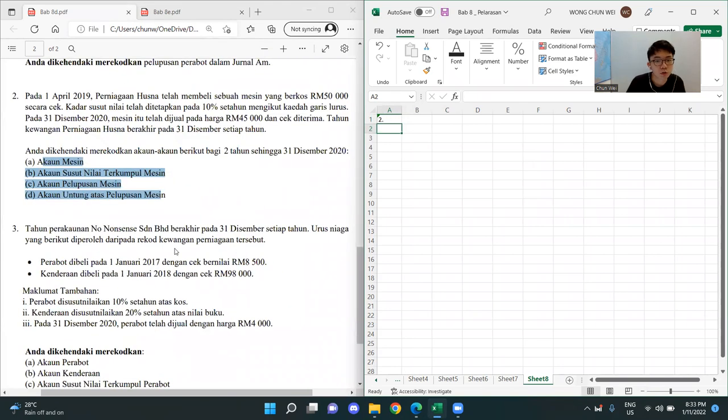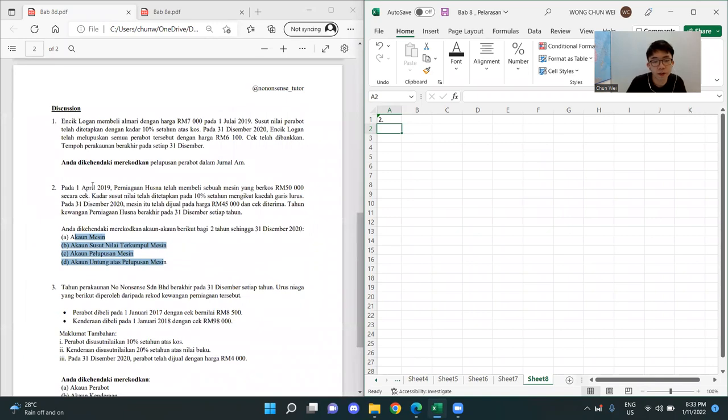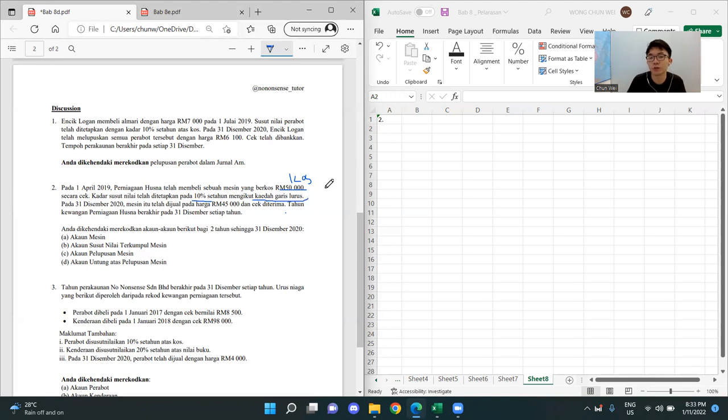Question 2. Pada 1 April 2019, perniagaan Husna telah membeli sebuah mesin yang berkos 50,000 ringgit secara cek. So you buy a machine with 50,000. So this is your cost. Kadar susut nilai telah ditetapkan pada 10% setahun. So this is the percentage, the kadar, 10%. Then we have to find out which method of susut nilai we are using. Very important. All these are important information while doing the questions.